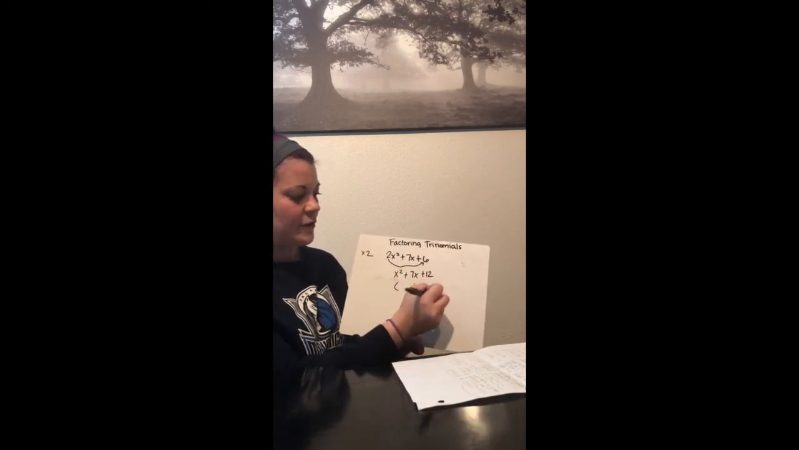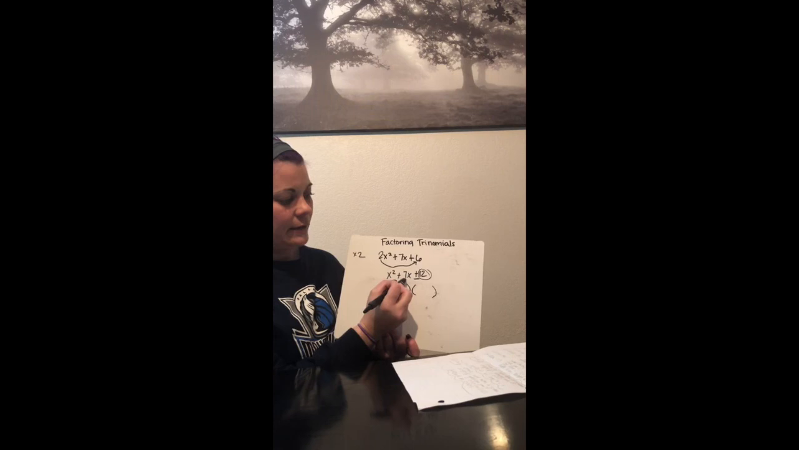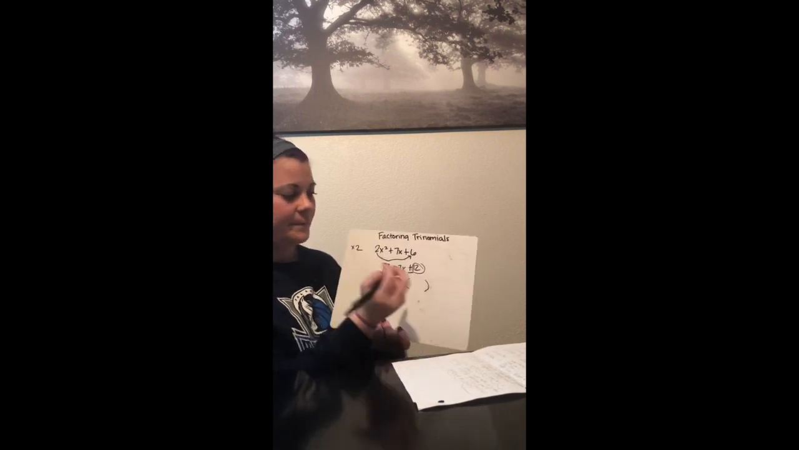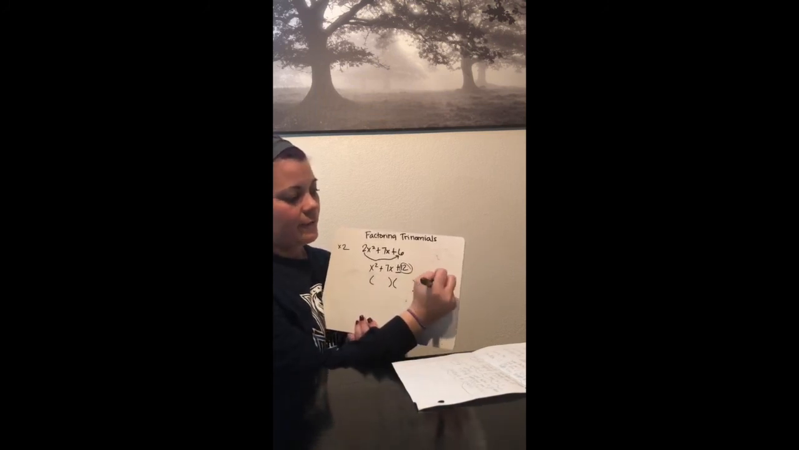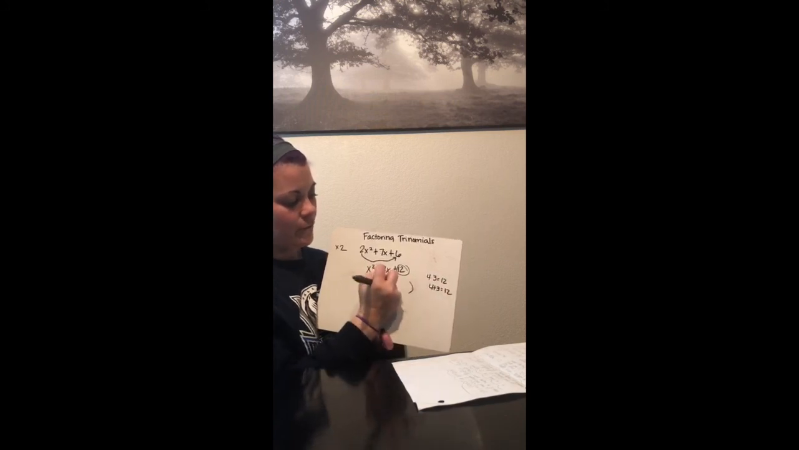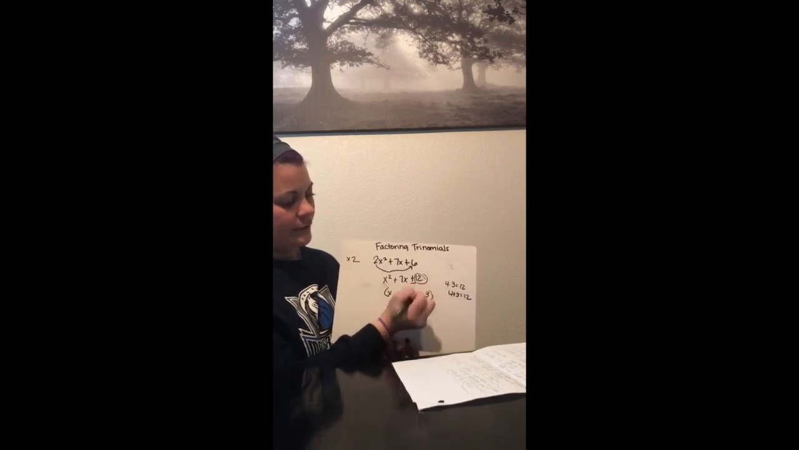It's easy to factor. What factors of 12, when added together, give me 7? We know that's going to be 4 times 3 is 12, and then 4 plus 3 is 7. So those are my numbers, 4 and 3. Square root of x squared is x.